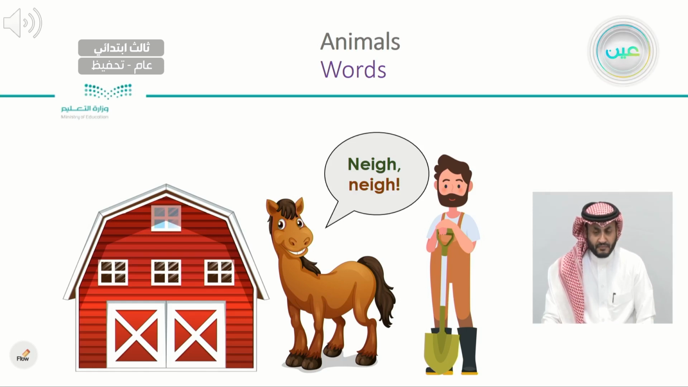Old MacDonald had a farm, E-I-E-I-O. And on that farm he had some horses, E-I-E-I-O. With a neigh-neigh here and a neigh-neigh there, here a neigh, there a neigh, everywhere a neigh-neigh. Old MacDonald had a farm, E-I-E-I-O.